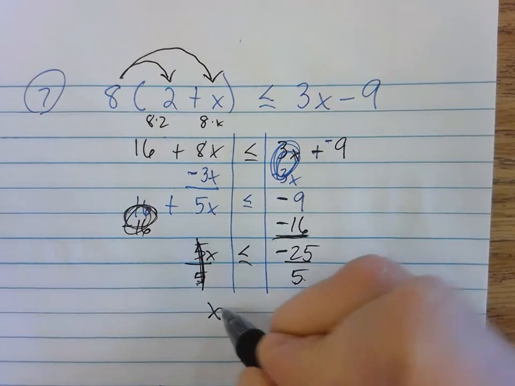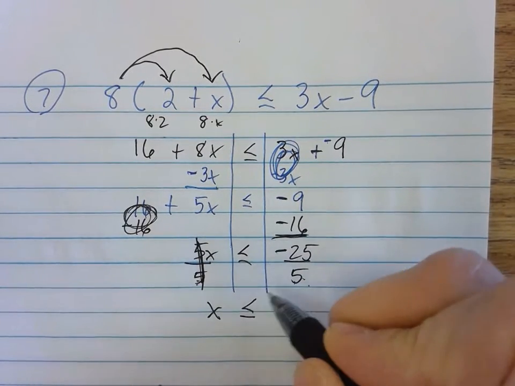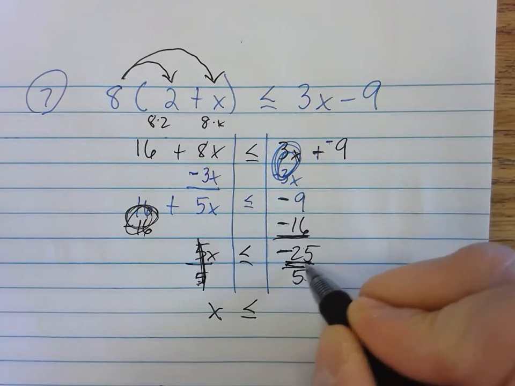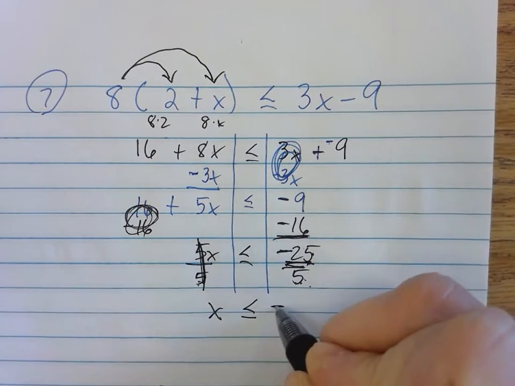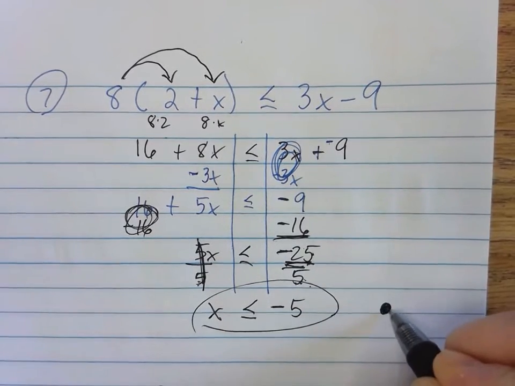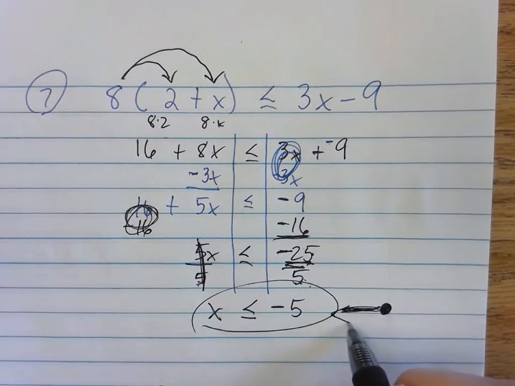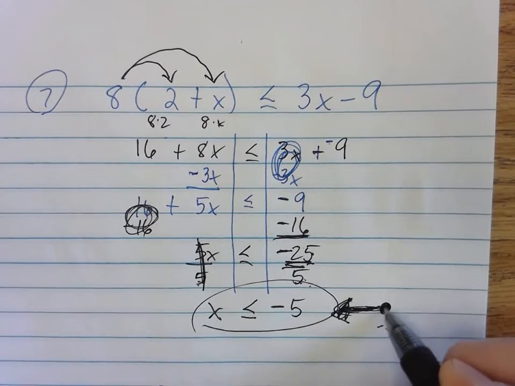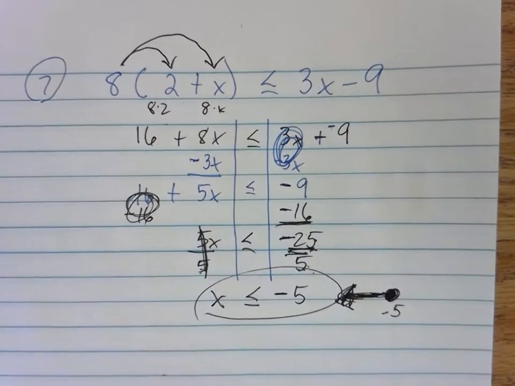That's going to stay less than or equal to, and negative 25 divided by a positive 5, a negative divided by a positive is a negative 5. Okay, and again, if you graphed it, of course, that would be a closed circle going to the left. I'm just trying to speed this up so you would know to put your closed circle right there on negative 5, shaded in going to the left.